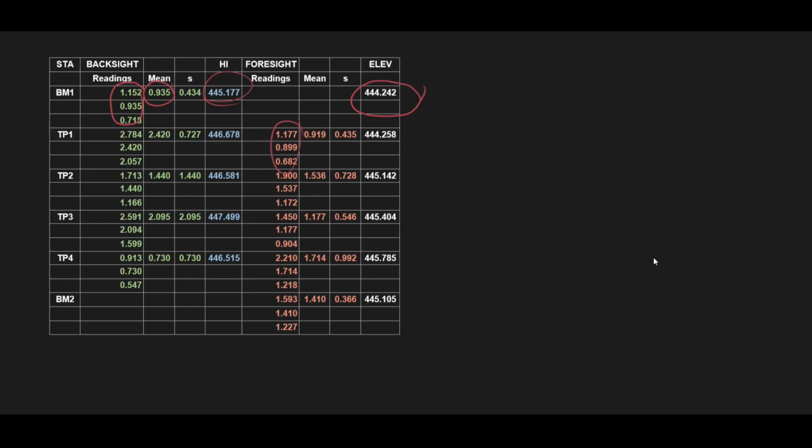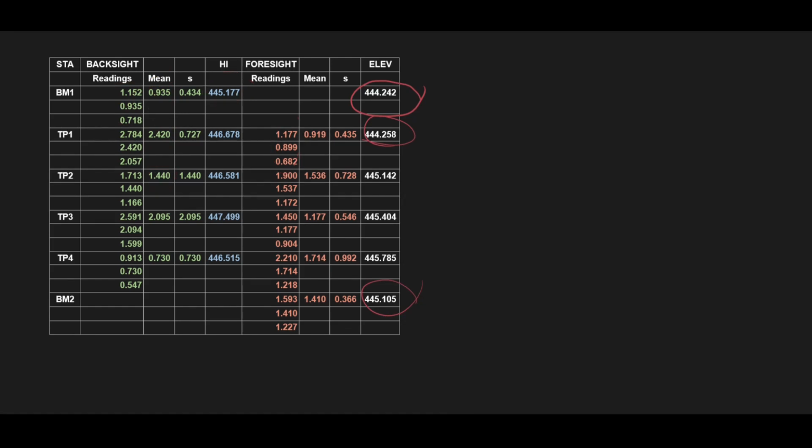And then you take three readings again for the foresight. So you will get these three readings, PP1. And then if you subtract these values from the HI, you will get this elevation. So basically the same as differential leveling. So you will just be using the mean. Okay, so until we arrive at our elevation of BM2.